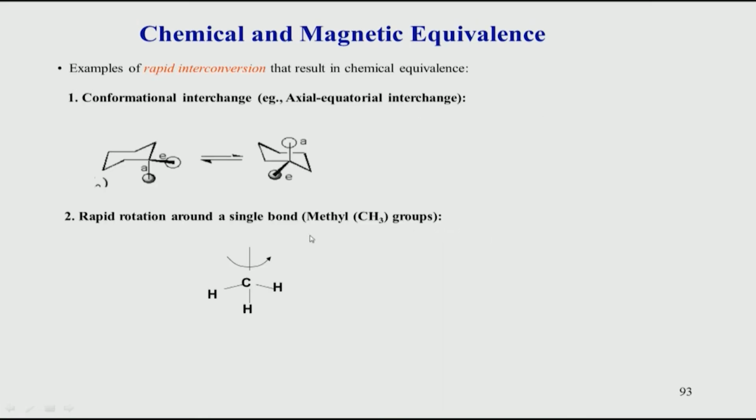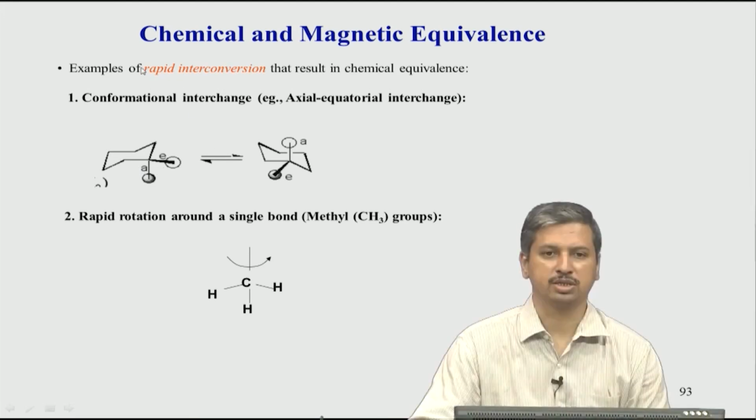We can look at some more examples. This is another case where there is a methyl group here, a methyl group in this. We can look at this particular axial and equatorial, whether they interconvert. Another reason chemical equivalence can arise is if they rapidly interconvert between each other. So, this is what is shown here. For example, let us look at a methyl group.